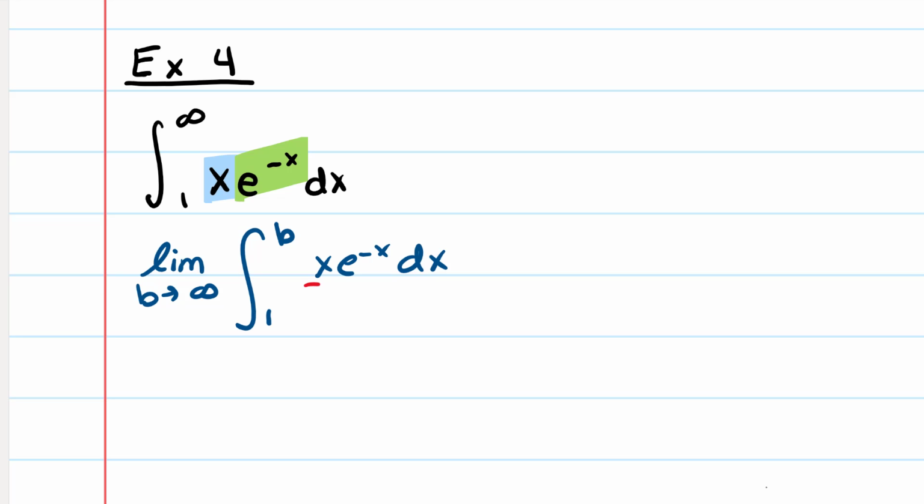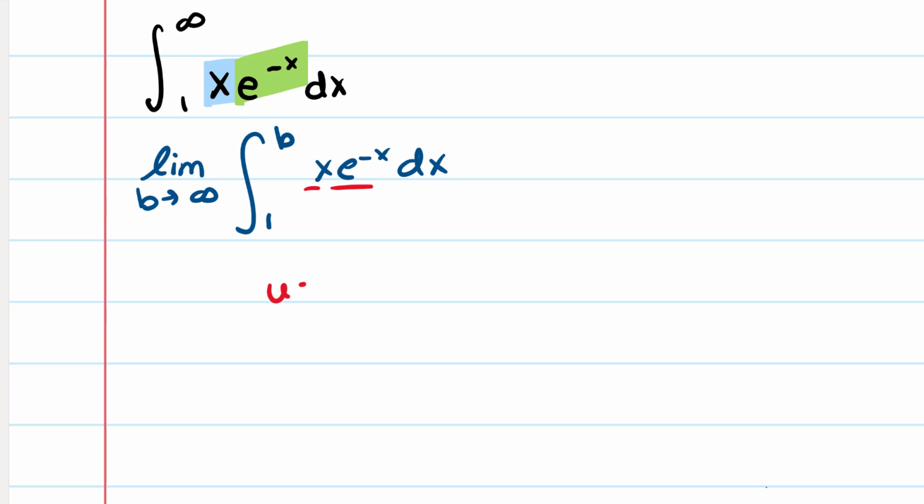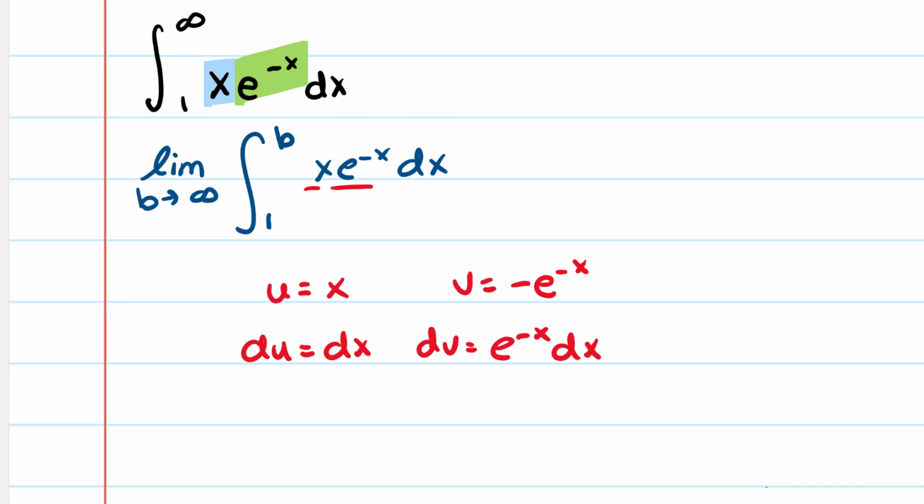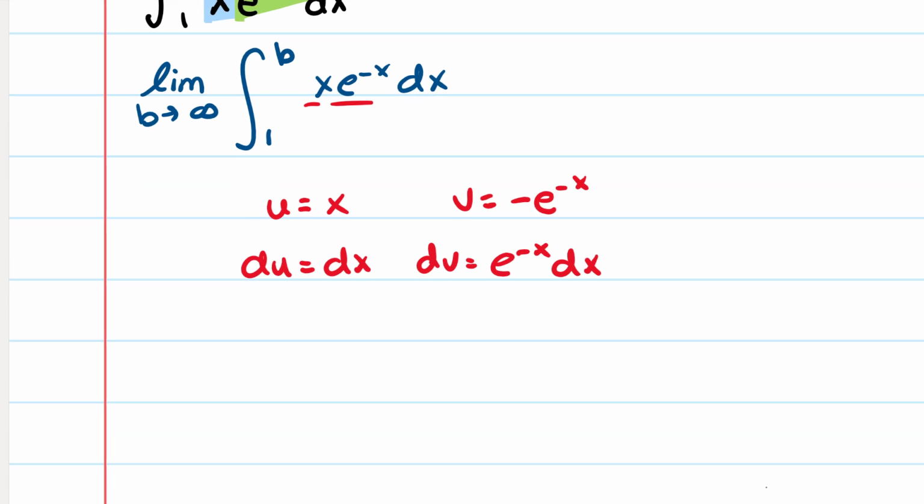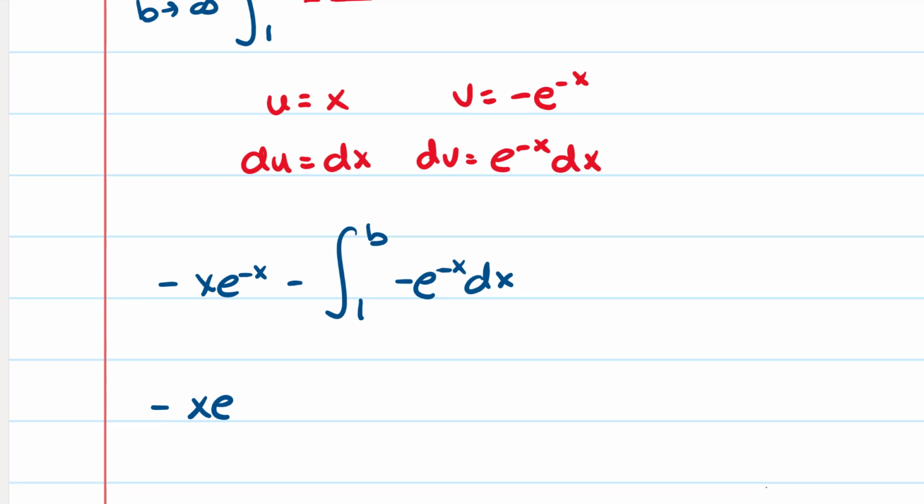So now I need to use my integration by parts, and I'm going to let u equal x, so du is dx. I'm going to let dv equal e to the negative x, which makes v negative e to the negative x because of the chain rule. So now we're going to set up our integral, and it's uv, so negative x e to the negative x, minus the integral of v du, so negative e to the negative x dx. So it's negative x e to the negative x plus the integral from 1 to b of e to the negative x dx.